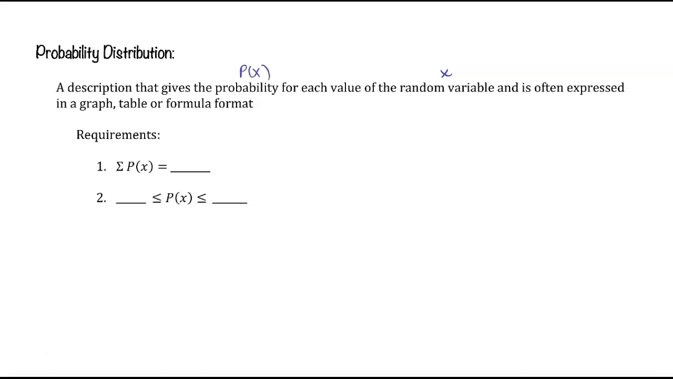There are two things that must be true in order for a description to be a probability distribution. It must be that the sum of all of the probabilities is exactly 1, or very close to it if we're including rounding. It also must be true that the probability for each individual value of x is between 0 and 1 inclusive. Let's start by creating a probability distribution.